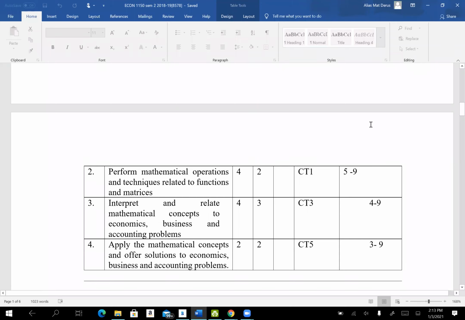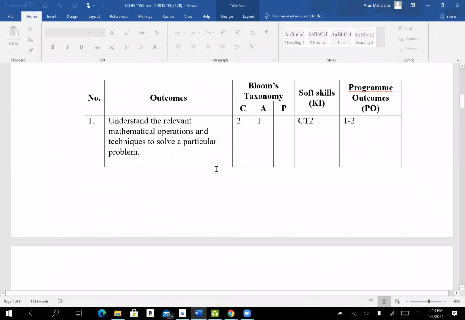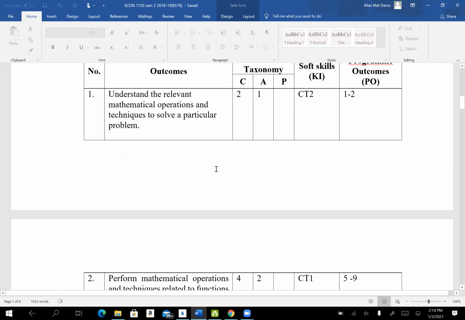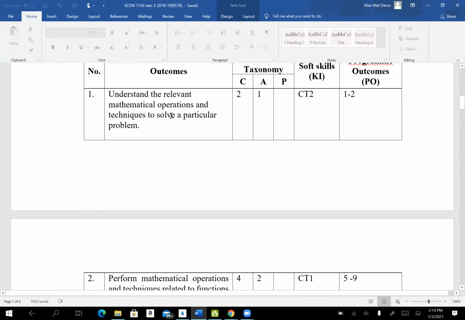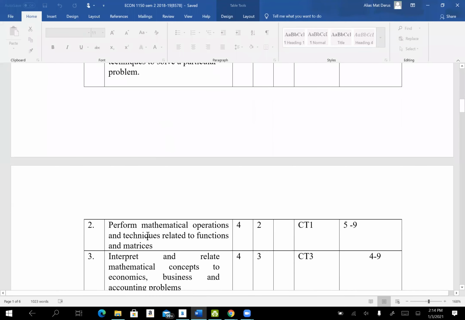Okay, one and two, if you look at the thing here, one and two is the basic principles, basic principles from the concept theory. We understand the concept of mathematics on, say, linear function. What is it? How do you solve a linear function? How do you draw a linear function? So that is the theory, the concept, right? So if you look at one and two, that means you understand the relevant mathematical operation techniques to solve that particular problem. And then one and two, same thing, okay? You perform mathematics operation. That means we understand the principle. We understand the concept, the theory.